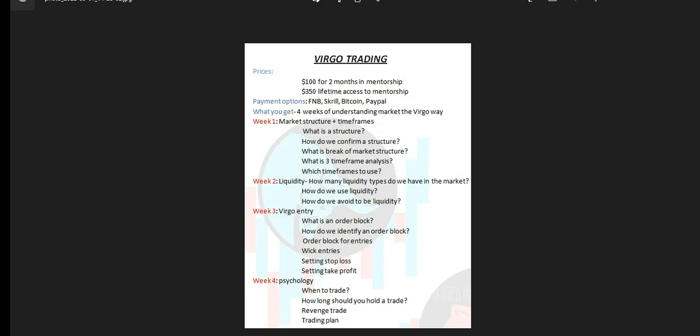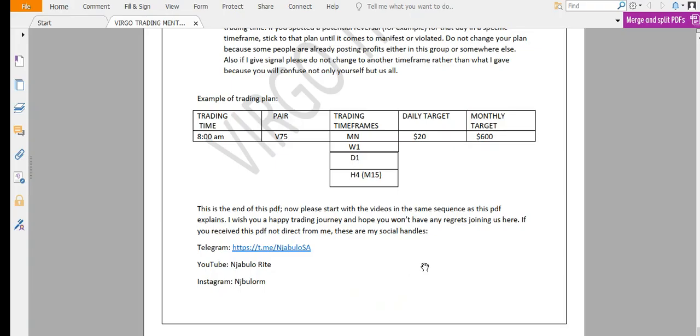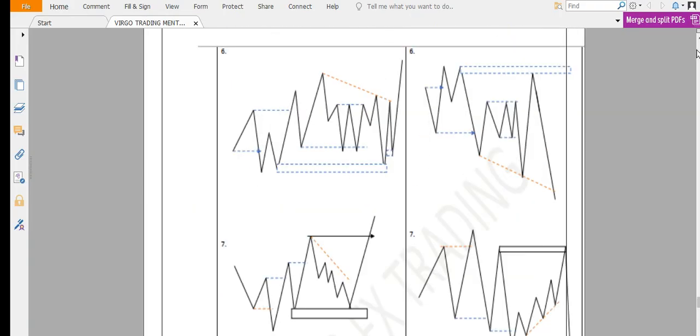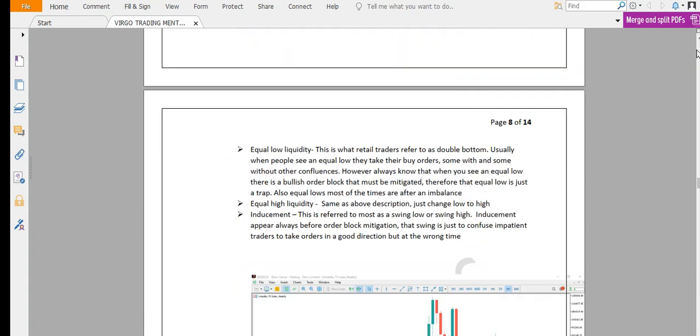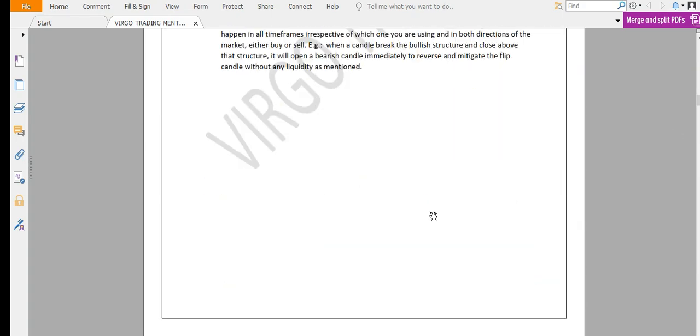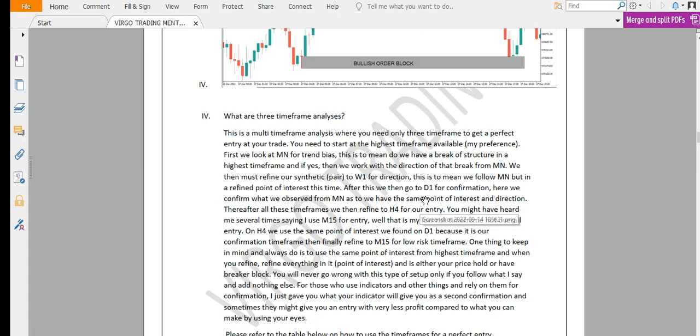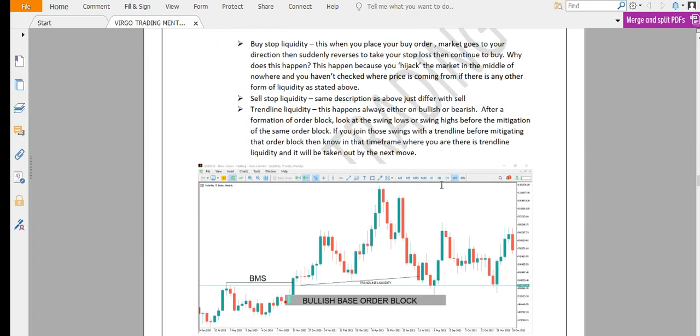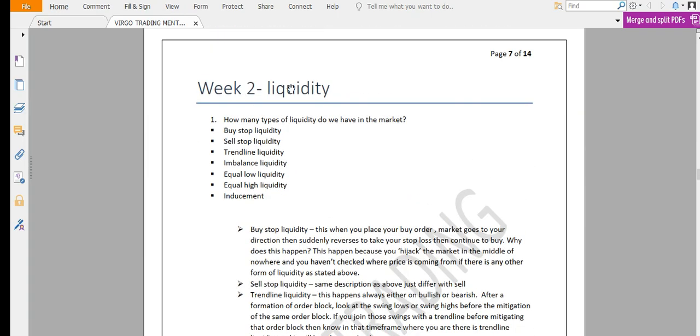All right. So now let's go to our PDF quickly. All right, our PDF on liquidity. It's on week number 2. Page 7. Liquidity, and number 1 is how many types of liquidity do we have in the market.